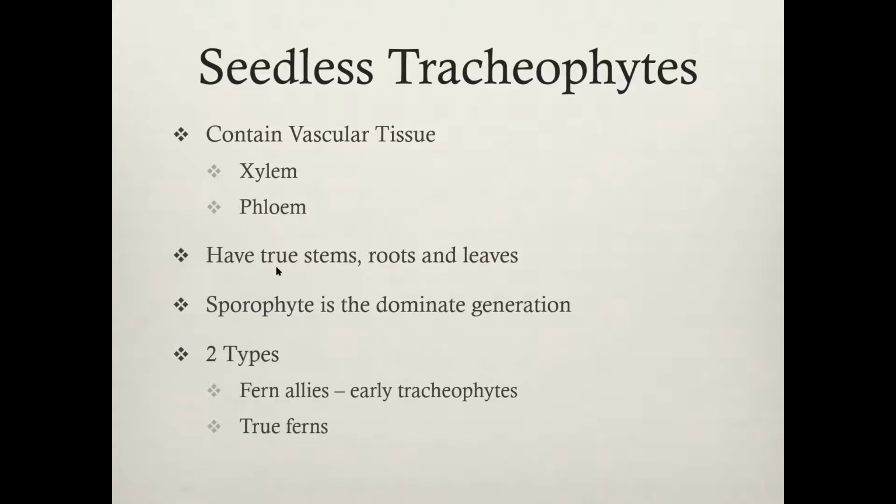Also with seedless tracheophytes, we see this switch to a more dominant sporophyte stage. So the sporophyte stage is going to be bigger and last longer than the gametophyte stage. So this is a complete reversal from what we saw with the nontracheophytes. And the two types we're going to talk about specifically are fern allies, which are closely related to ferns, and then true ferns themselves.